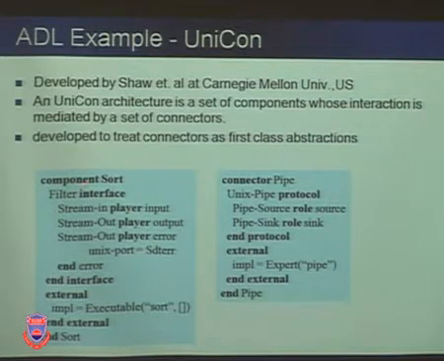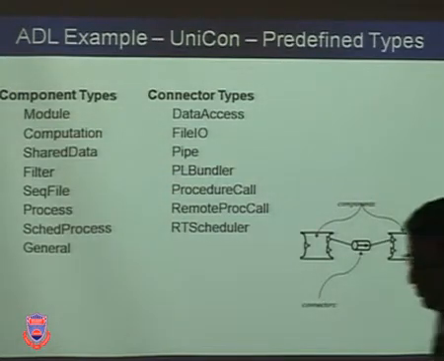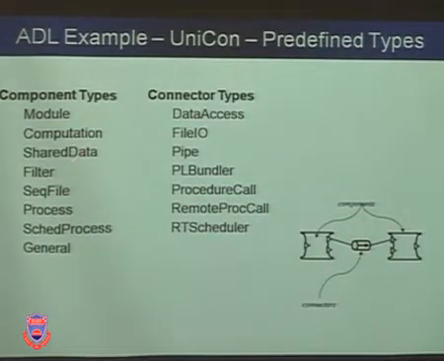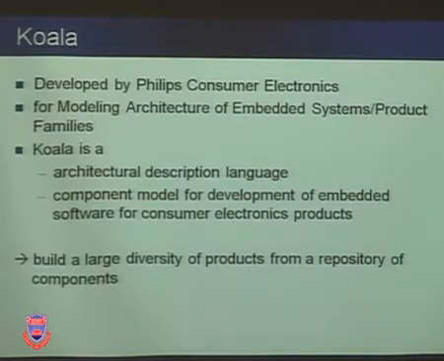Here we have a component sort, which has an interface. Again, we have a connector, etc. Unicon also provides specific component types, so you could have module, computation, shared data, and connector types. But the principle is typically the same: you define the means to represent components, connectors, and the means to define the composition and constraints.